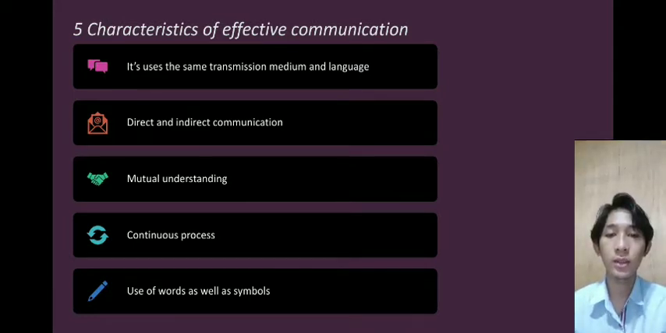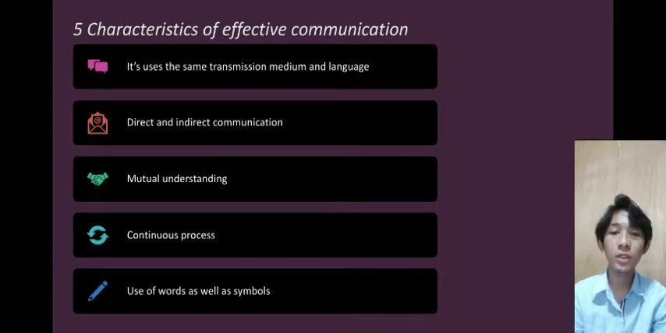Direct and indirect communication. Direct communication is when the speaker tells you directly their true intention, while in indirect communication, the speaker's true intention is hidden. Mutual understanding. When both of you have the same knowledge about the topic that you have been talking about. Continuous process means communication is continuously processed until you get the idea of the sender that sent to you. Use words as well as symbols. You need to use symbols to express your feelings.